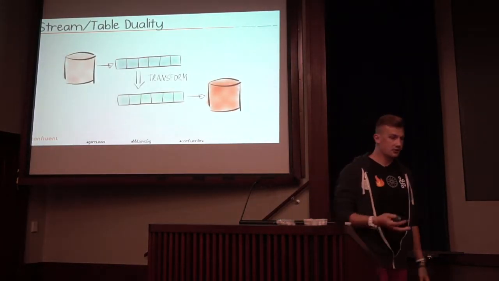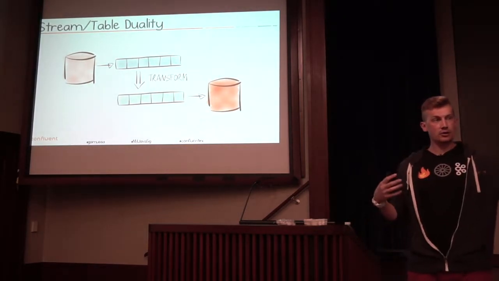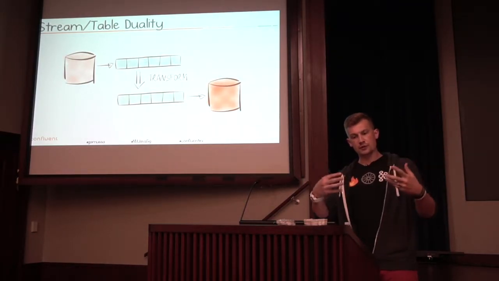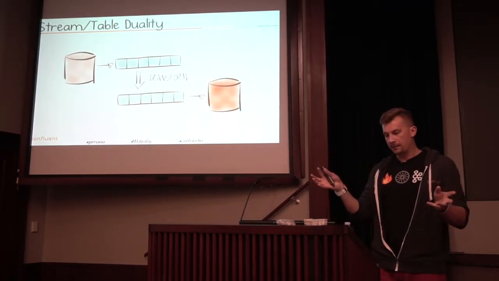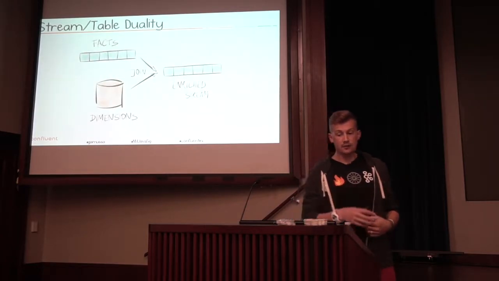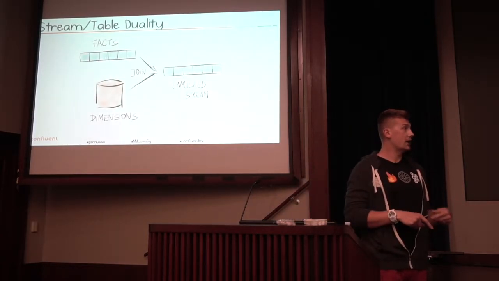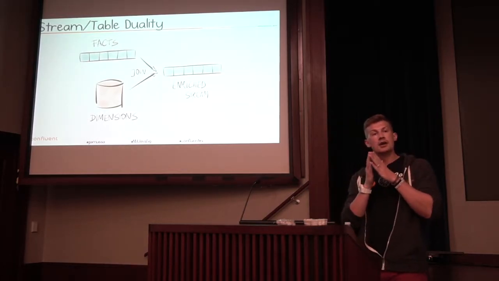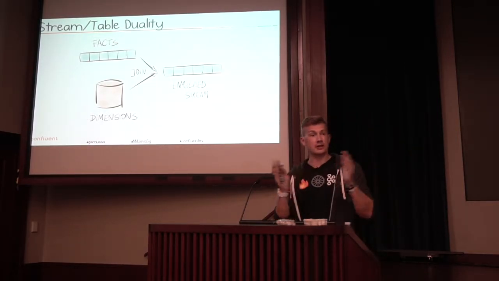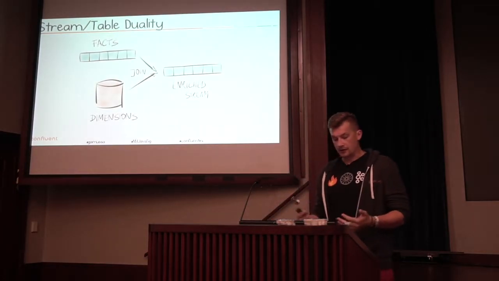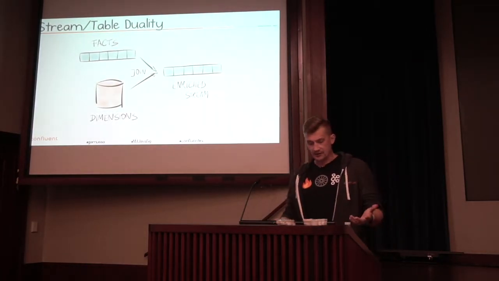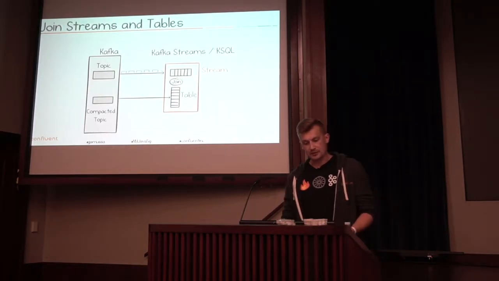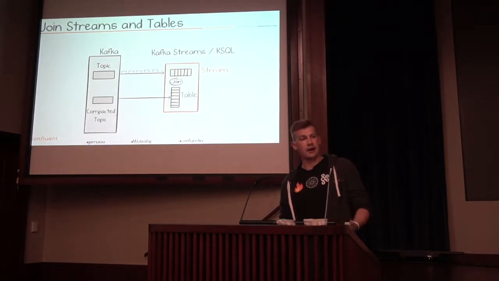And there's the stream table duality. Based on the previous two facts, you can turn a table into a stream, transform the stream and turn it into a table. Also, and I guess this is the most important thing, you can take a stream of facts and join them with a stream of dimensions, like we call it in other places. In Kafka, it is represented by two types of topics: a regular topic and a compacted topic.